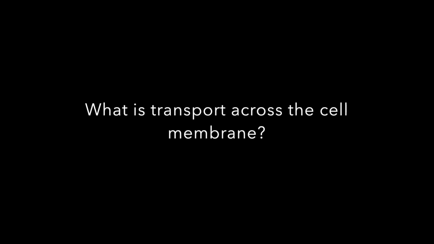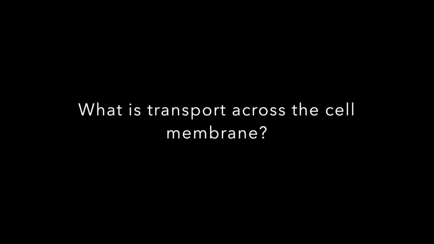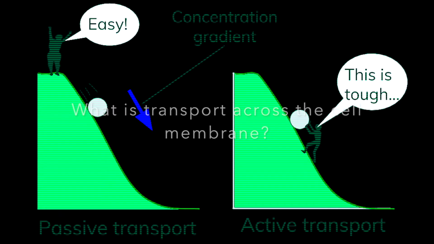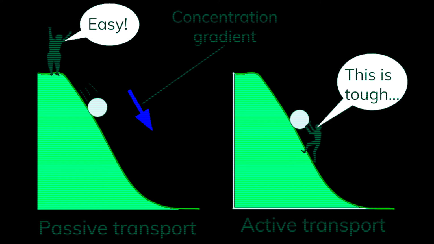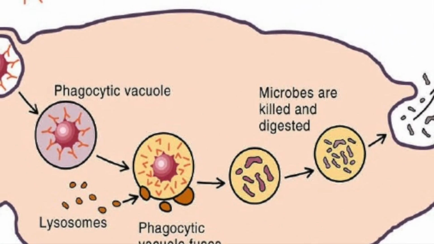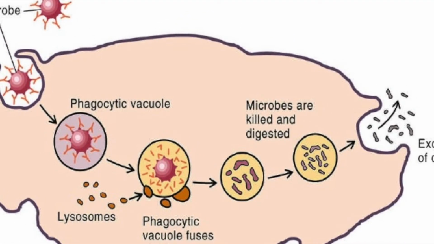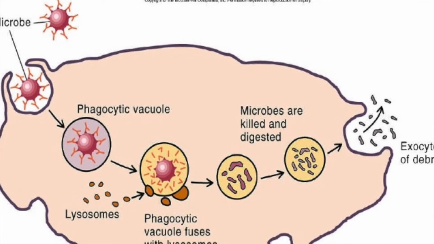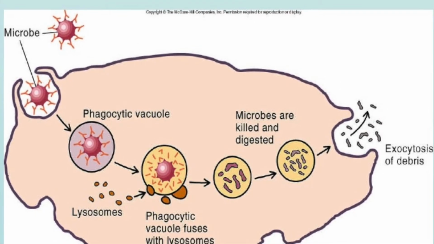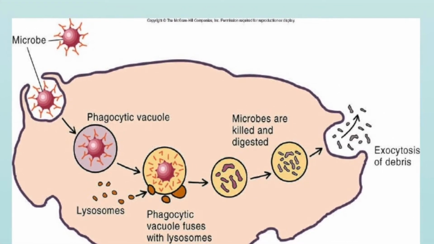What is transport across the cell membrane? For transport through the cell membrane, passive transport is needed. Passive transport does not need energy to pass through the cell membrane, but there is also active transport, and this happens when a protein goes from a low concentration to a high concentration.